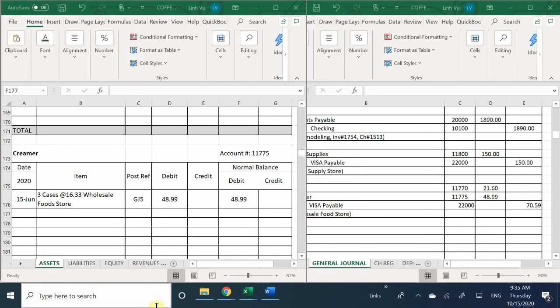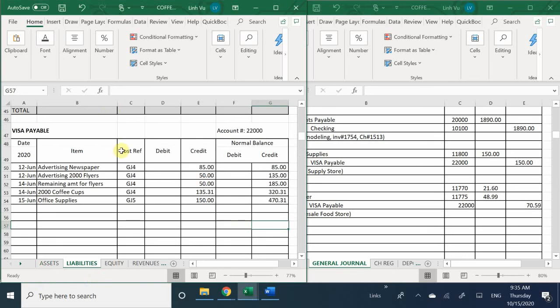So where do I go next? Visa payable, so liabilities. Visa payable, I'm already here. June 15. And what am I going to place here? Wholesale food. Okay, what else? Wholesale food is already self-explanatory. It doesn't matter, we're done then.